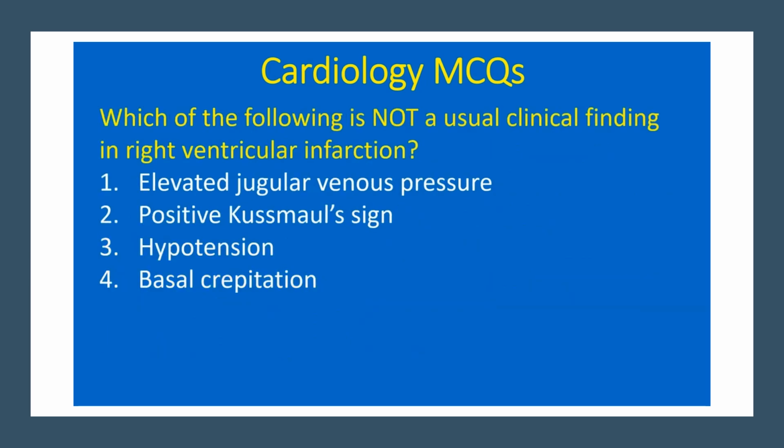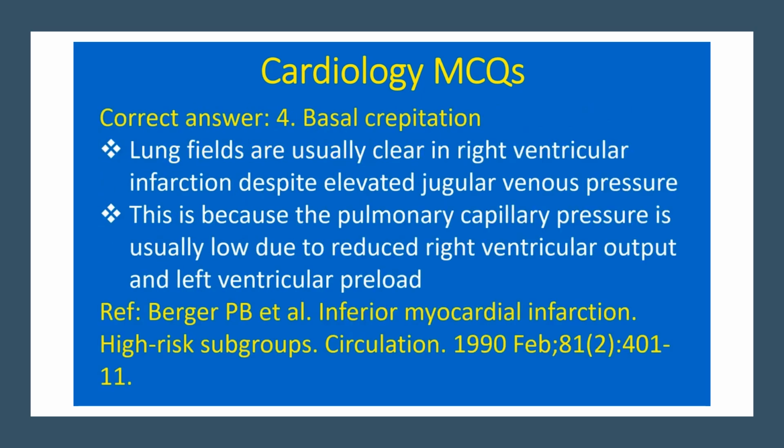Which of the following is not a usual clinical finding in right ventricular infarction? 1. Elevated jugular venous pressure, 2. Positive Kussmaul's sign, 3. Hypotension, 4. Basal crepitation. Correct answer 4. Basal crepitation. Lung fields are usually clear in right ventricular infarction despite elevated jugular venous pressure. This is because the pulmonary capillary pressure is usually low due to reduced right ventricular output and left ventricular preload.